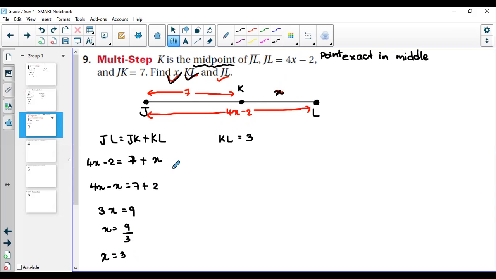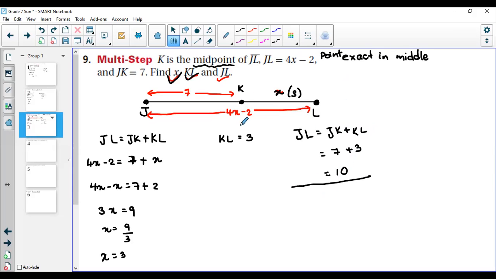Then let's find the value of the distance of JL. Now there are two ways to do it. You know the distance between J and K is 7. K and L is 3 because the value of x they gave us as 3. You can add both of them. That's one way to do it. So let me show you that way. As you know, JL is going to be JK plus KL. So JK is 7, KL is 3, so JL is going to be 10. This is one way of doing it.